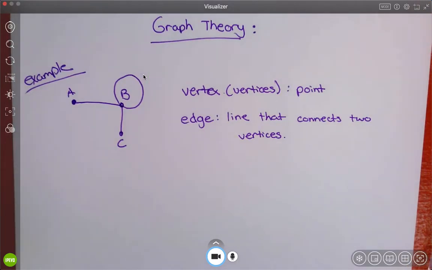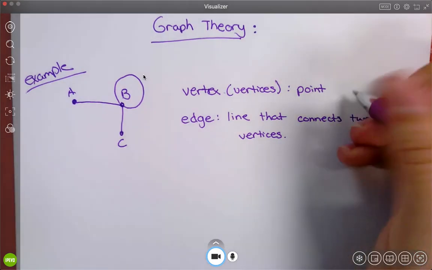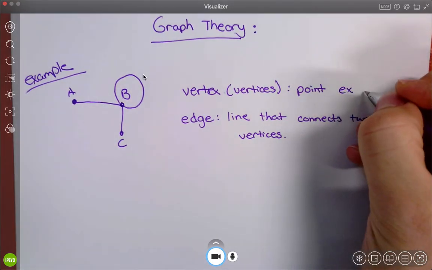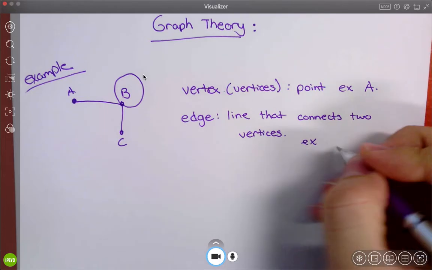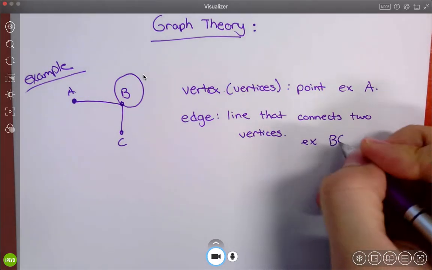Okay, so does that make sense? A vertex here, for example, could be vertex A. That's how you would write it. You just write A. Here, an edge, as an example, could be BC. Okay?